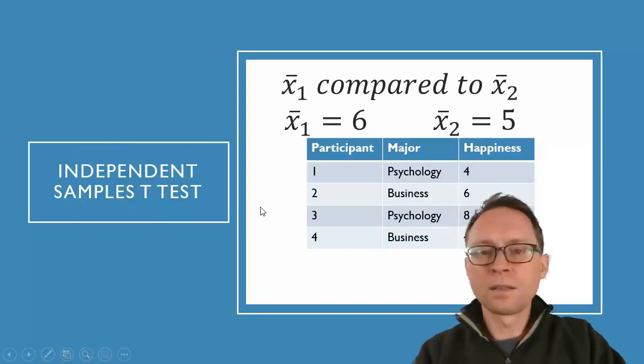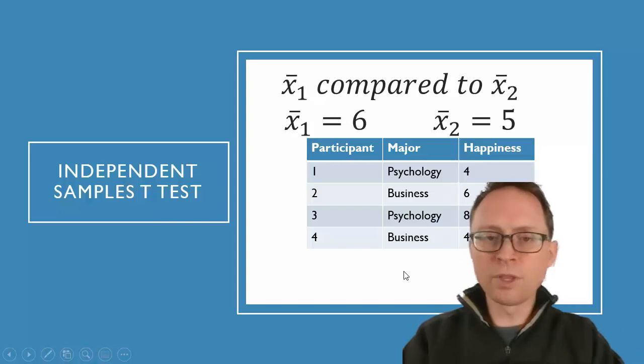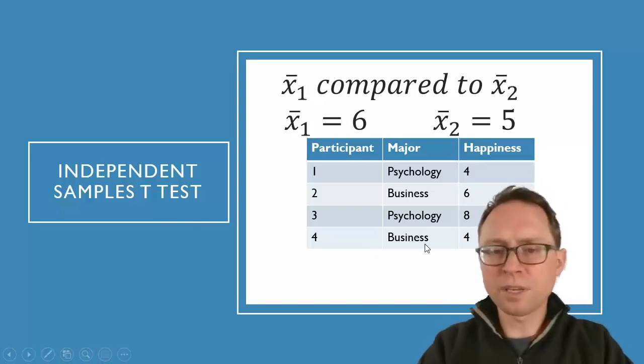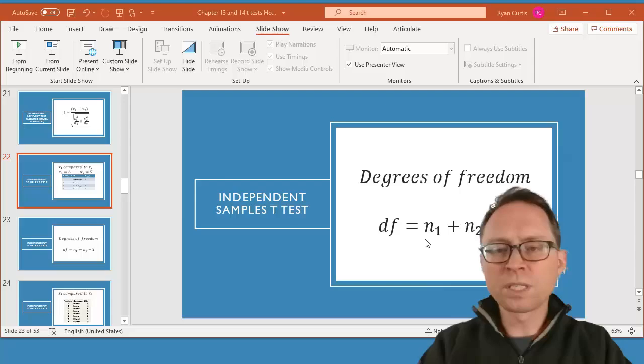Calculate t for this particular example. Okay, so in order to do this, let's go ahead and do everything we need to do. I've got psychology major, business major, psychology major, business major, 4, 6, 8, 4.